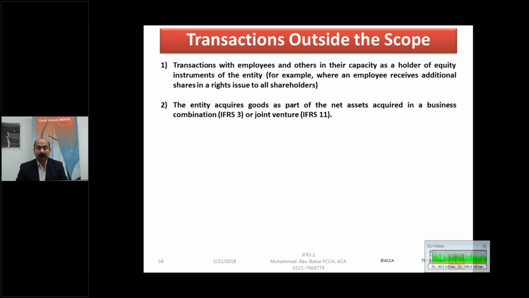However, if the acquirer issues shares to employees in return for post-acquisition employee services, IFRS 2 applies. So normally in business combinations, sometimes we achieve the combination by share issuance. Though this is also an issuance of shares against which we receive the assets of the subsidiary, this transaction is outside the scope of IFRS 2.